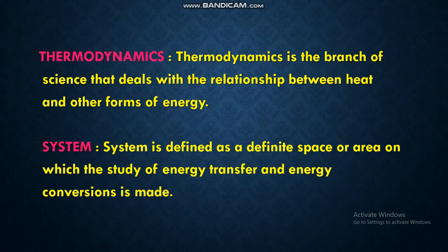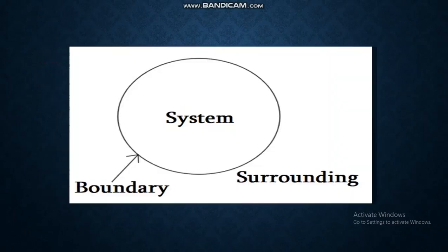So first term is system. So what is a system? System is defined as a definite space or area on which the study of energy transfer and energy conversion is made. So here we see a system which is separated by a boundary from the surroundings. You can assume any place as a system, any specific area as a system, and outside that system is nothing but surroundings, and a layer which separates the system and surroundings is the boundary.